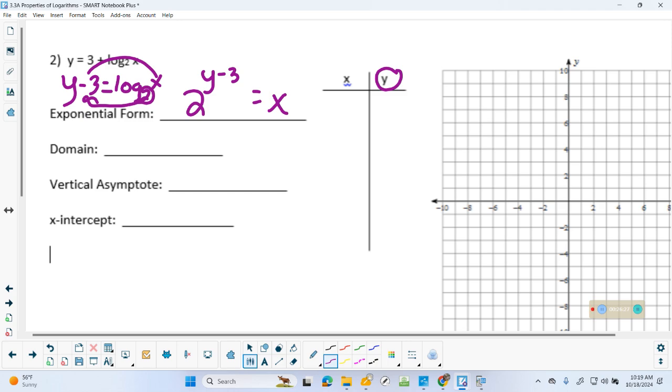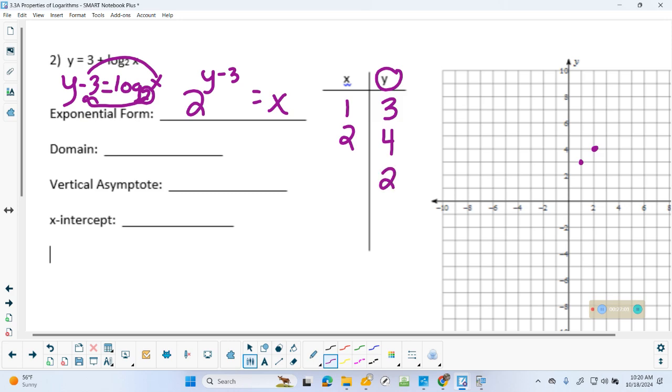So I'm going to pick nice, easy numbers. Let's try, I don't know, how about 3? Why did I pick 3? To get 0. 2 to the 0. And I like to plot as I go. That's just how I go. Okay, I'm going to try 4. Why 4? That comes out nice. What's 4 minus 3? 2 to the first. Got it. Okay, let's try maybe 2.